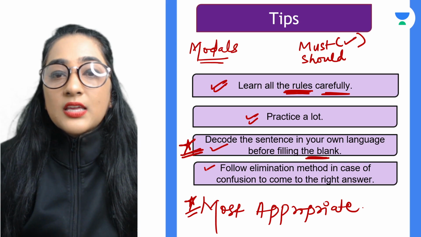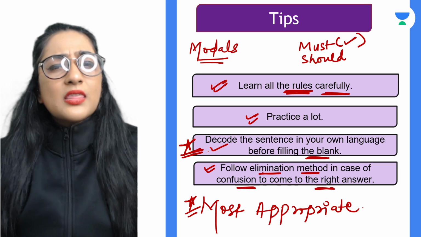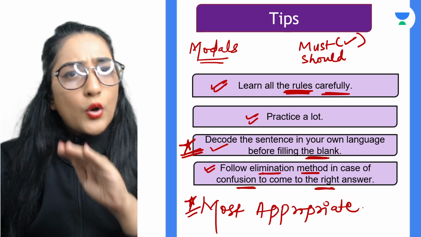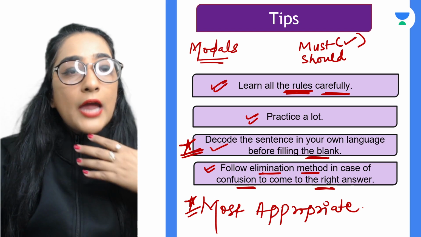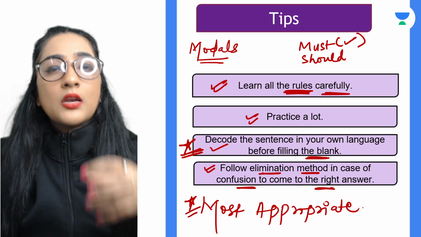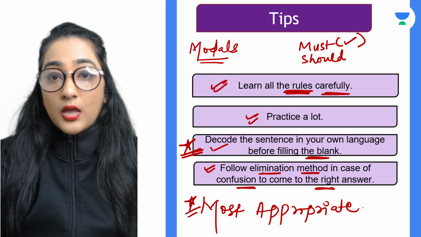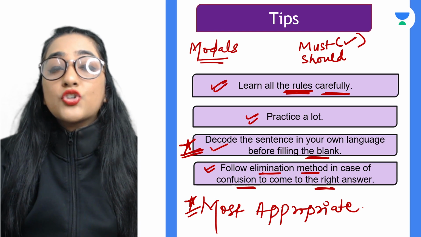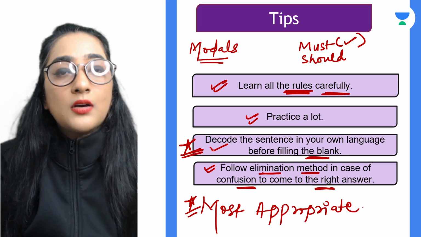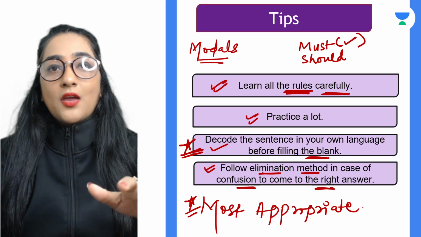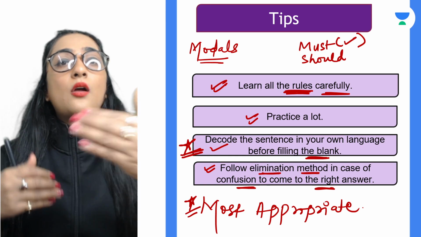Now the next thing is to follow the elimination method in case of confusion to come to the right answer. This is one of the best tricks that we need to deal with in all your MCQs. You can even do that in your literature section. But in literature, since you have read it and you know the answers so perfectly, your actual knowledge really works a lot instead of elimination. So here you have to follow the elimination method if there is any confusion. For example, you do not know what the correct answer should be, but you're sure that this shouldn't be the answer, then just keep on eliminating it. That way you will come to the right answer.